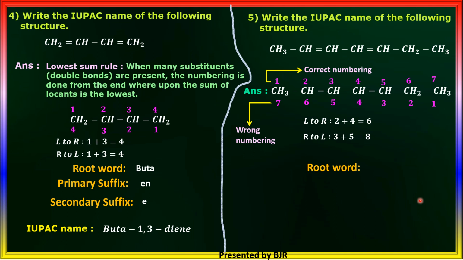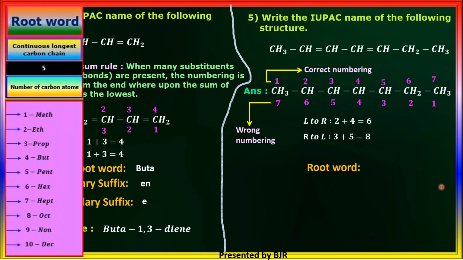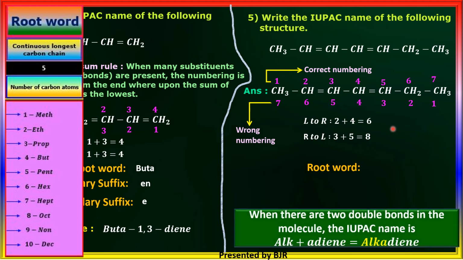Next, the root word. How many carbon atoms are there? 7 carbon atoms are there. Here, once again you see, 2 double bonds are there. It is alkadiene. That means we have to add a to the root word. So 7 are there: hepta. Hept plus a: alka.